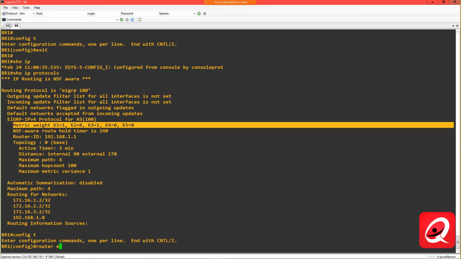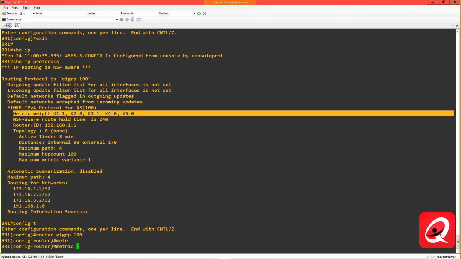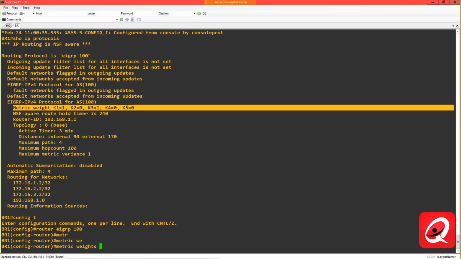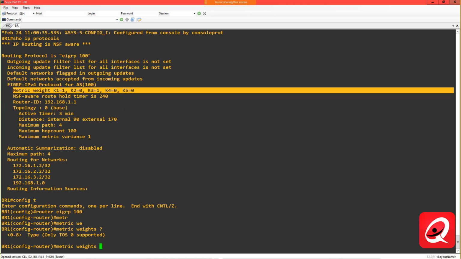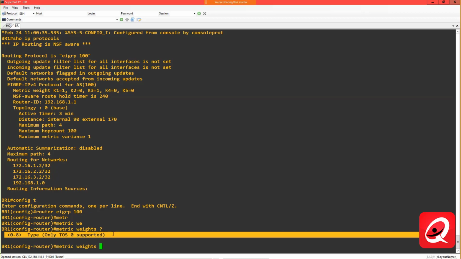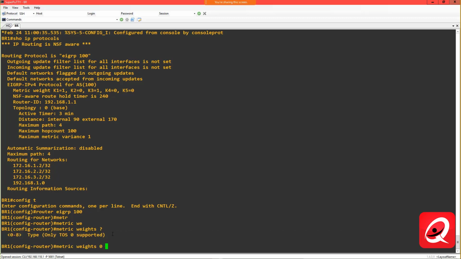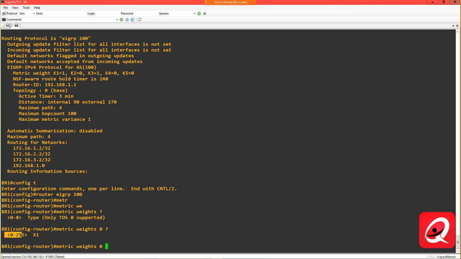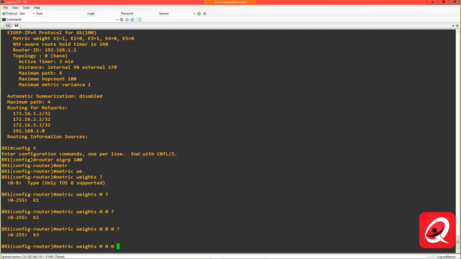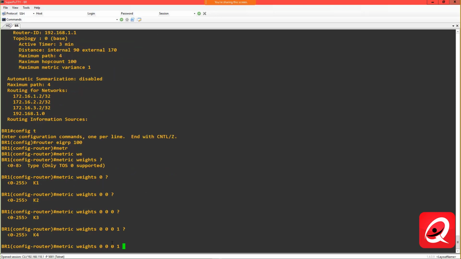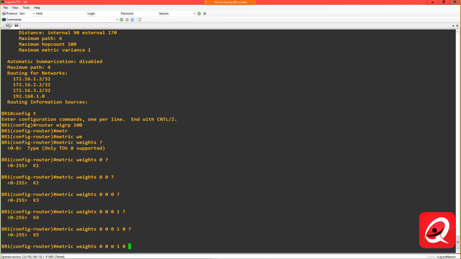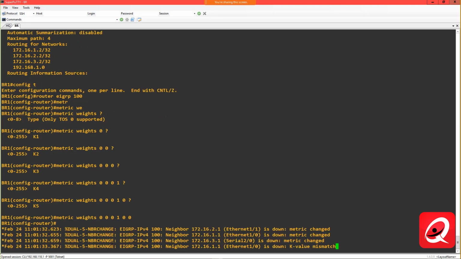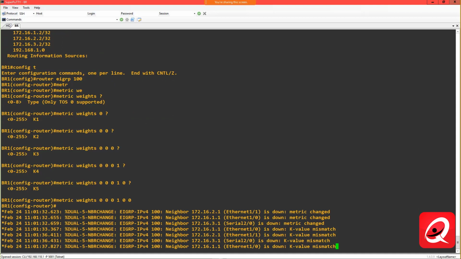If I go into router EIGRP 100 and I use the metric weights command, I can modify these values. All right. Never understood this. I'm sure there's a reason for it, but the type of service is always set to 0. So then I get a K1 value. Notice this is an 8-bit field, so it's just simply a multiplier. So K1 I could say equals 0, K2 equals 0, K3 equals 1, K4 equals 0, and then finally K5 equals 0.